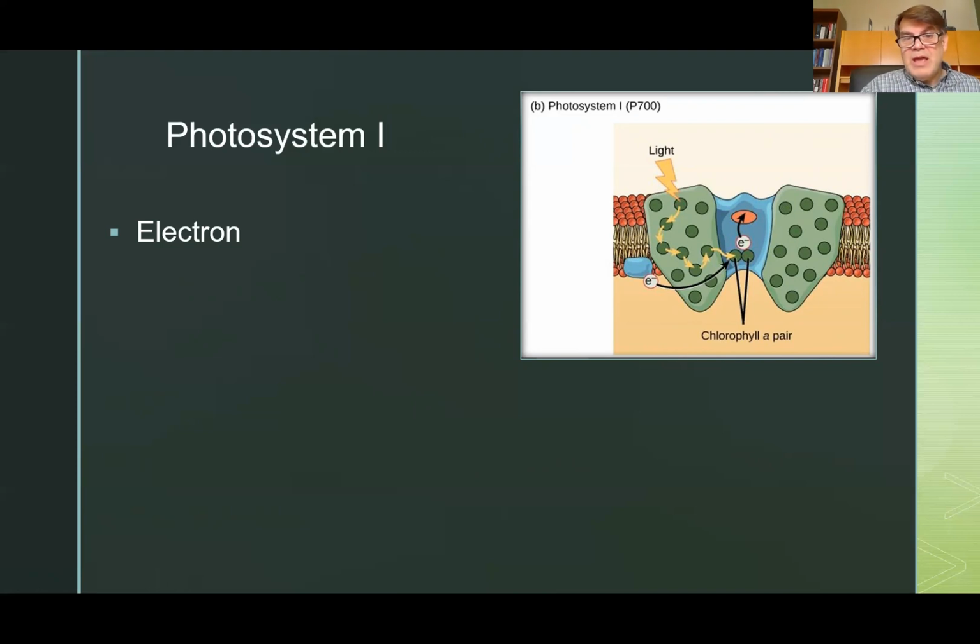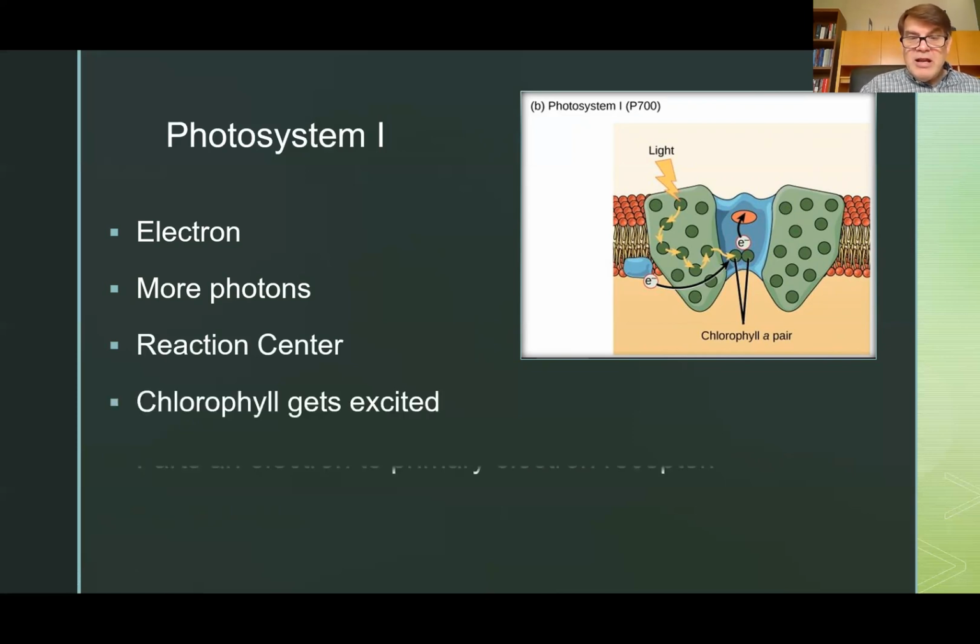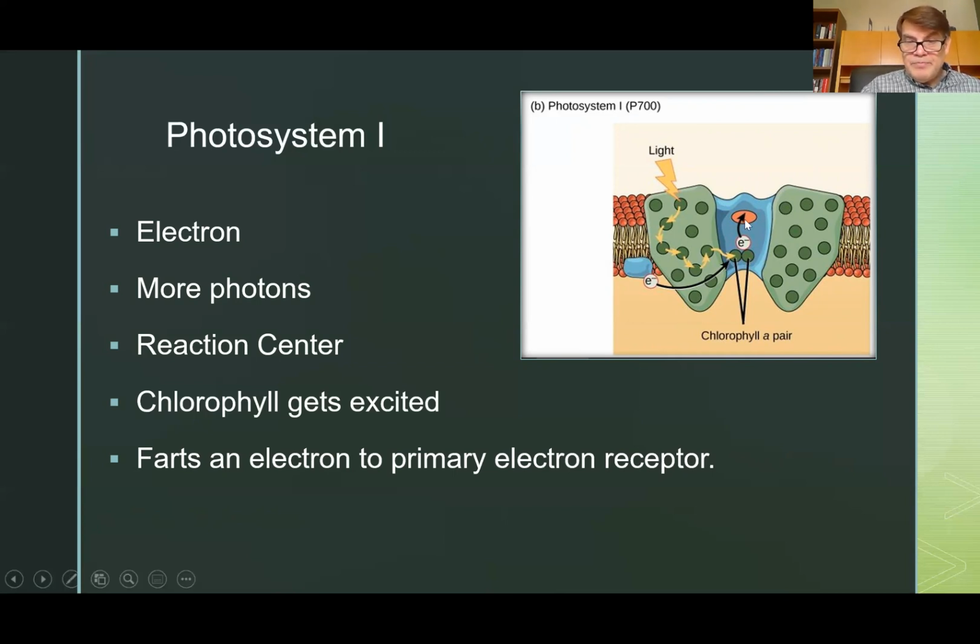through some stuff. And so we needed some more photons to get it to the reaction center, to get more excited. Chlorophyll gets excited and farts that electron on to the electron receptor. And from there, it's going to create the NADPH. It's going to reduce, that electron is going to reduce a NADP ion. Okay? So that's photosystem 1.